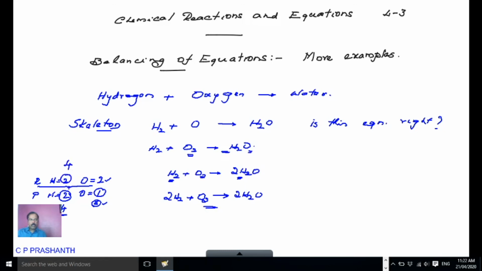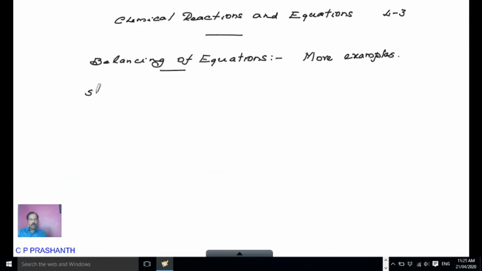So you can count the number of atoms of all the reactants and products. You can see it is balanced because the number of hydrogen atoms now has become 4. So this equation is also balanced now. Let's see the next example.